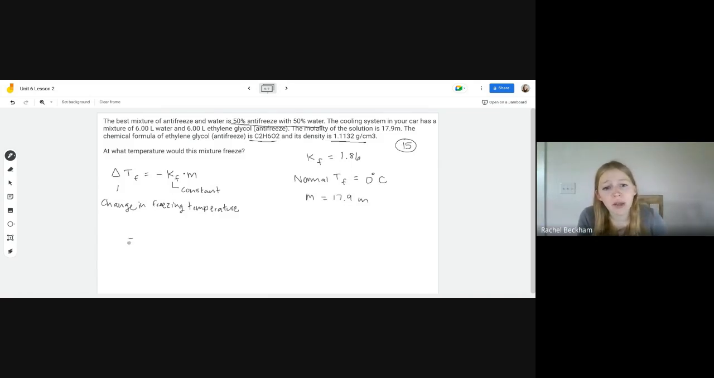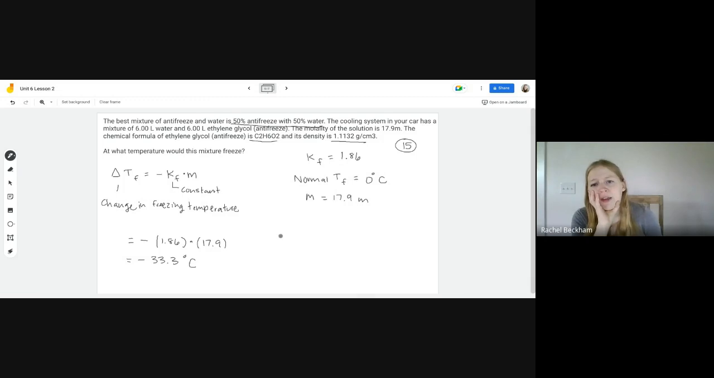And so now we're going to plug in our numbers, negative, and then the KF is 1.86 times 17.9. Okay, so we're just doing 1.86 times 17.9, it doesn't matter the order, and then there's a negative sign there. So negative 33.3 is what I get when I round. This is how much the water changes.